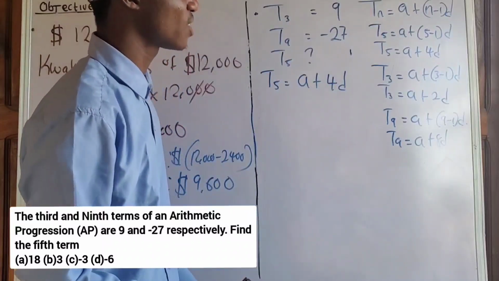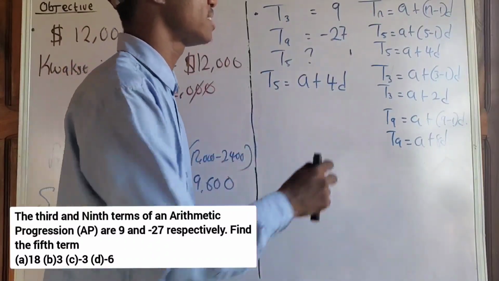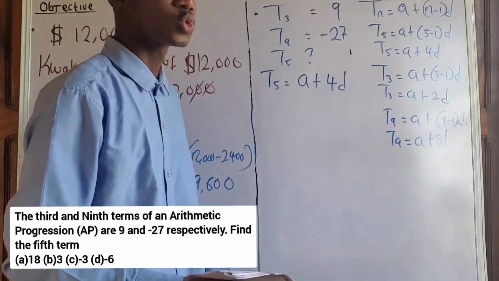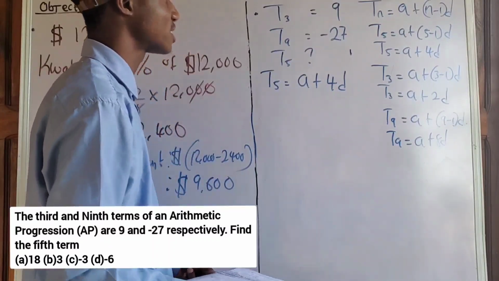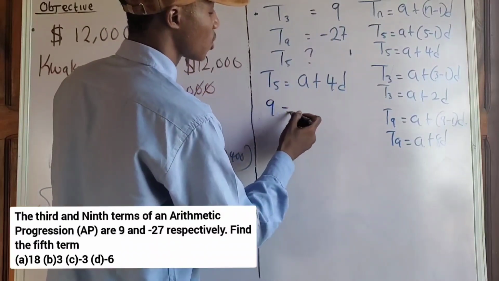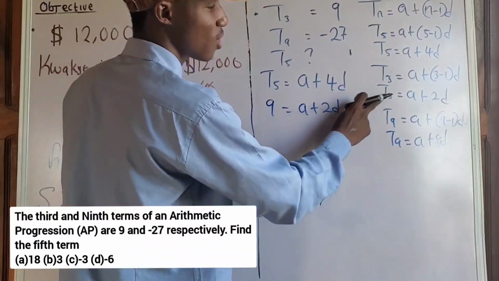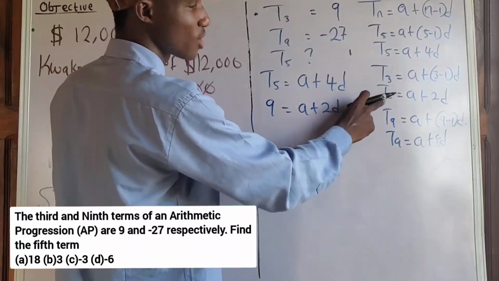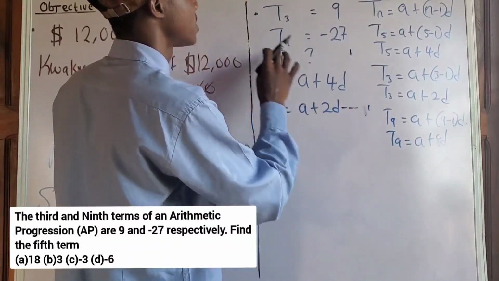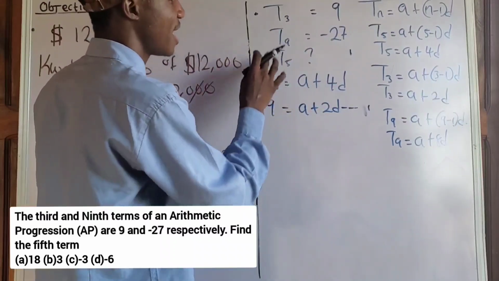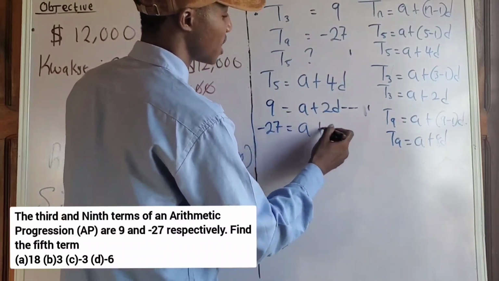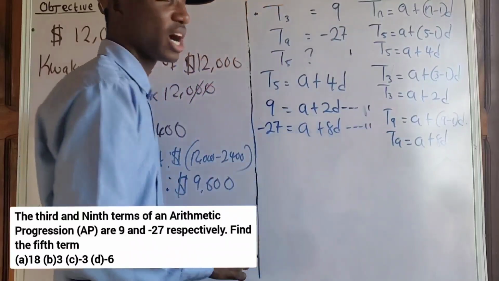Now, looking at this, I cannot determine the fifth term without getting the value of the first term and the common difference. Hence, I will need to use what I was given. I was given that the third term is 9. So 9 equals A plus 2D. Because the third term is 9, I just replace it. Call this equation 1. And the ninth term equals negative 27, so negative 27 equals A plus 8D. So we have two equations.